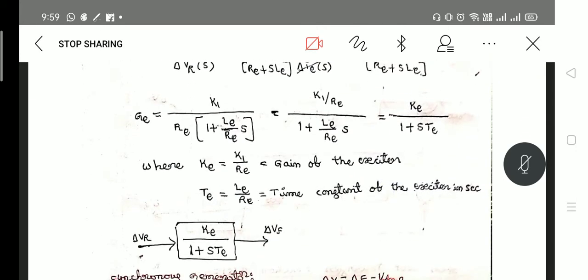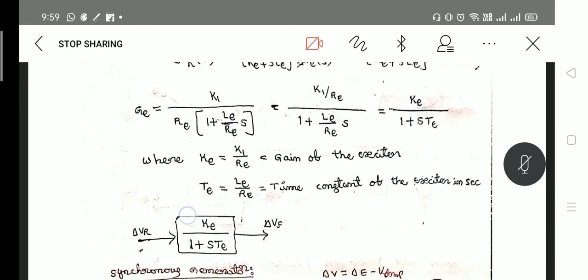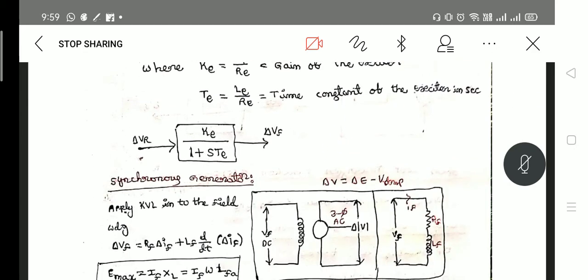Here Ke is K1 by Re and Te is Le by Re. Ke is the gain of the exciter, and Te is the time constant of excitation in seconds. From this, delta VR is the input and delta Vf is the output. So the final transfer function is Ke by 1 plus S Te. This is the gain of the system. So here Ke by 1 plus S Te is the exciter output. Next, the synchronous generator.